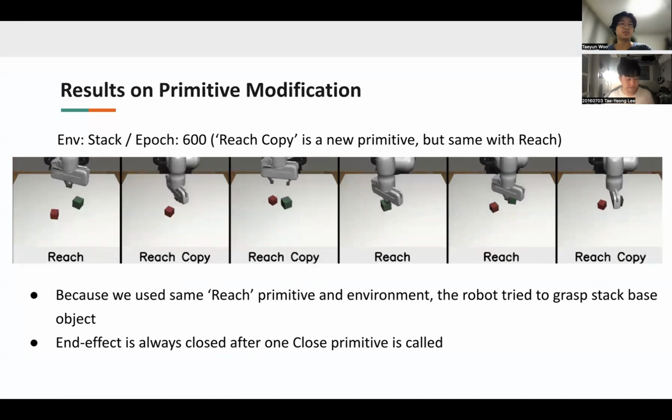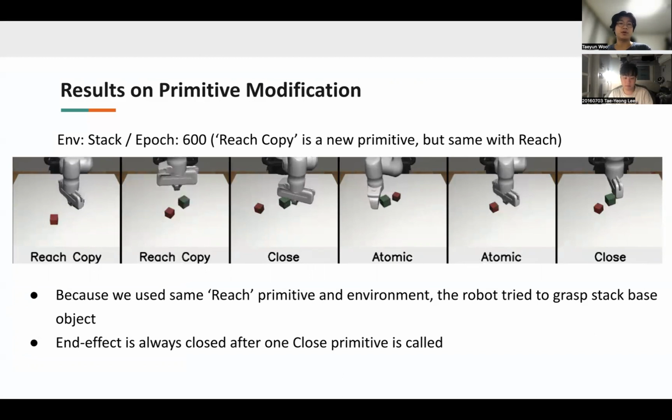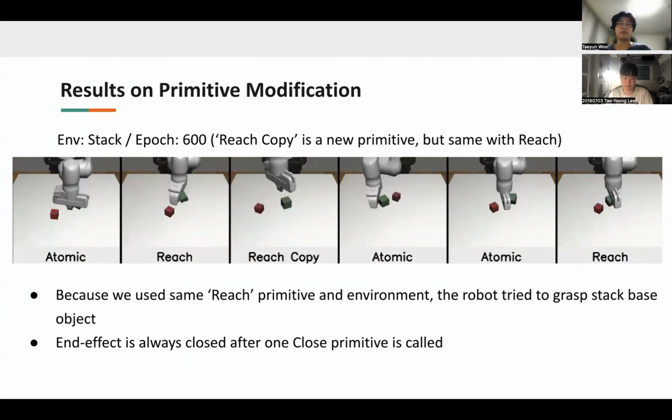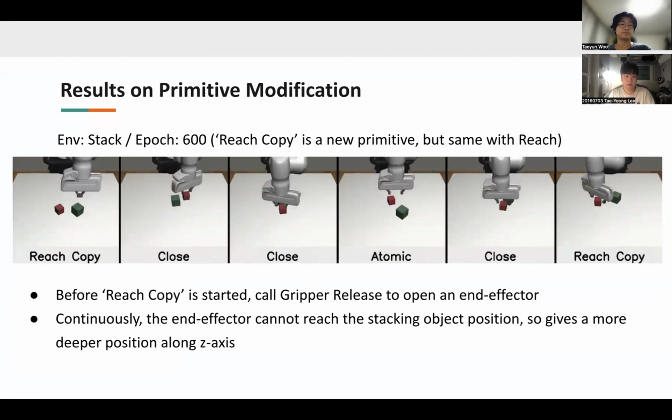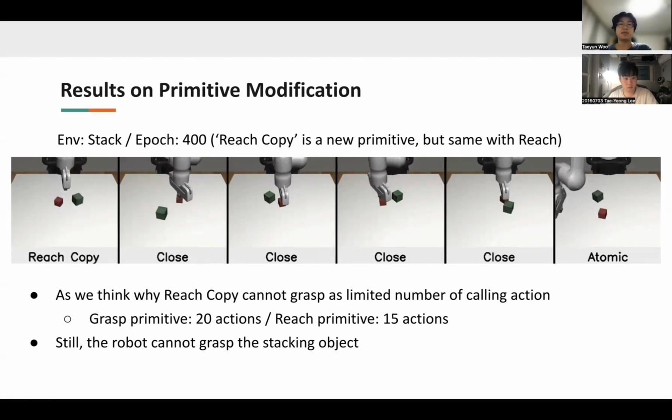So I will show the progress results of our experiment. At the earlier stage, the gripper cannot reach the target position and moves with the gripper closing. In the middle of the experiment, the gripper moves with a releasing gripper. However, the end effector cannot reach the stacking target position, especially along the z-axis. At the last stage, we think the reason the reach copy primitive cannot grasp the object is the limited number of action calling. So we increased it, but it doesn't work at all.